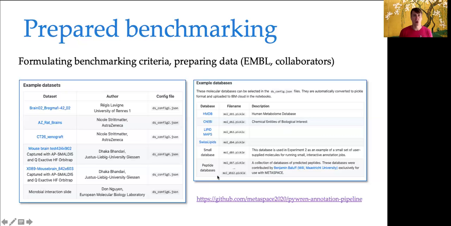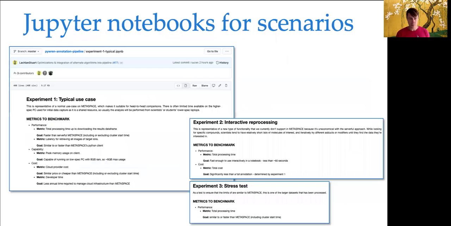So we have prepared the benchmarking data, and also criteria for every benchmark, for every experiment. We have outlined what we want to optimize, or what we want to compare the serverless version against the serverful. Moreover, we have prepared Jupyter notebooks for these scenarios, and you can find them also on our GitHub repository, where we have outlined 3 experiments. Experiment 1 represents a typical use case. This is more or less an average use case or average data set which is being processed on Metaspace.